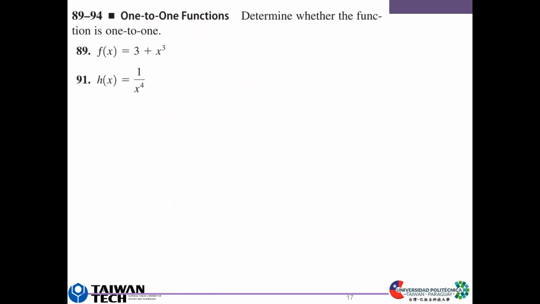One-to-one functions: determine whether the function is one-to-one. So for problem 89, apparently when you assign different values of x, it only generates one f of x. So yes, it is a one-to-one function. For any x, so you can plug in numbers, it generates only one f of x. It has only one output.